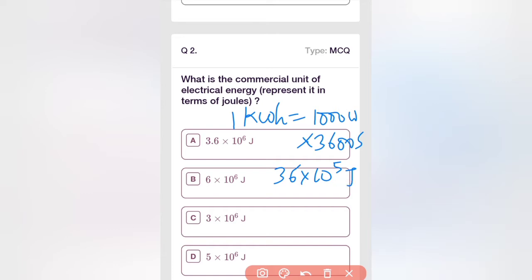But among the options, 36 we find in option A, and that too it is 3.6 into 10 to the power 6. That's right, because when we shift the decimal, we get 3.6 into 10 to the power 6 joule. Option A is the correct answer.